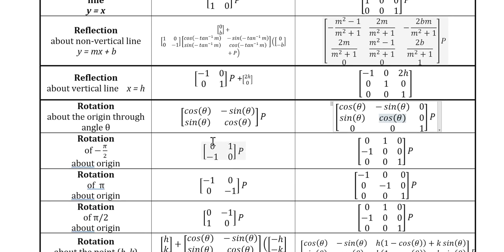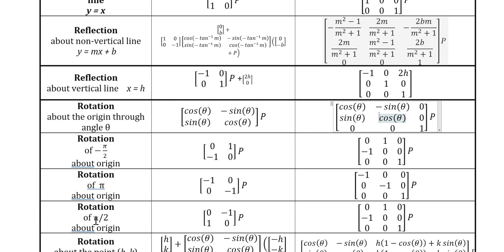So if we put in some specific things, for example, if we put in pi, rotation about the origin, okay, cosine of pi is negative 1, sine of pi is 0, sine of pi is 0, cosine of pi is negative 1. And so if you multiply this by a point, notice it will do exactly what it's supposed to do, change the sign on both x and y. And so this one turns out to be the same thing here with this here.